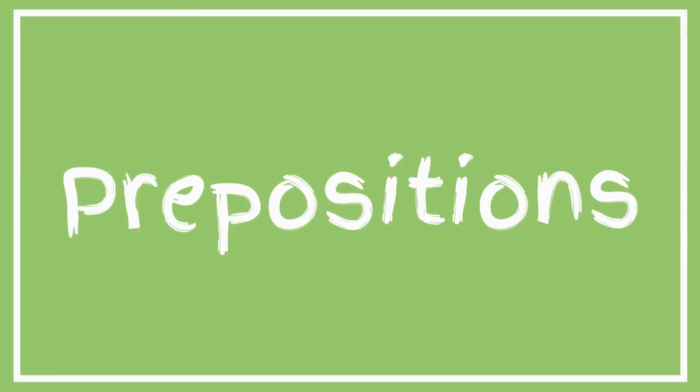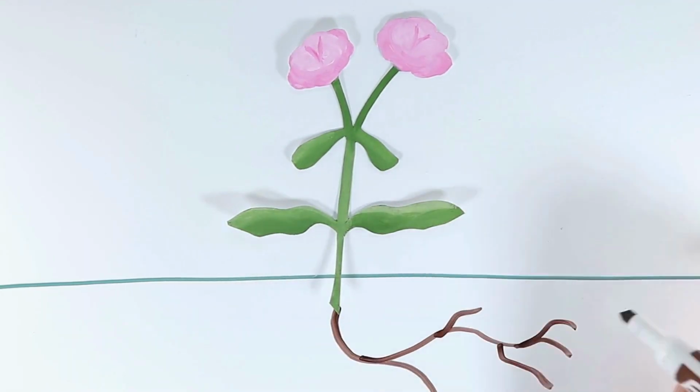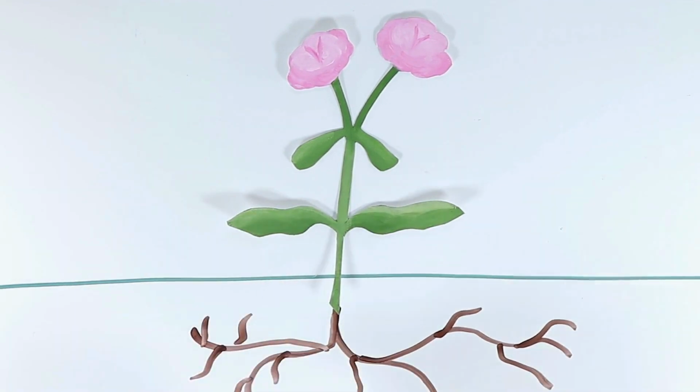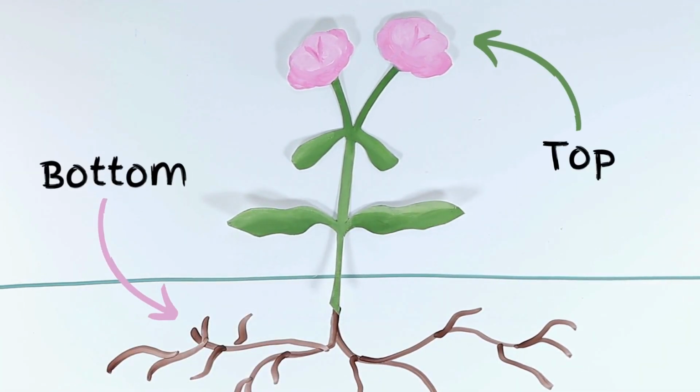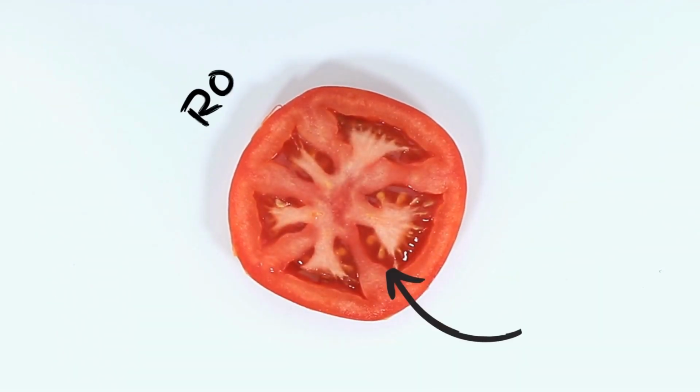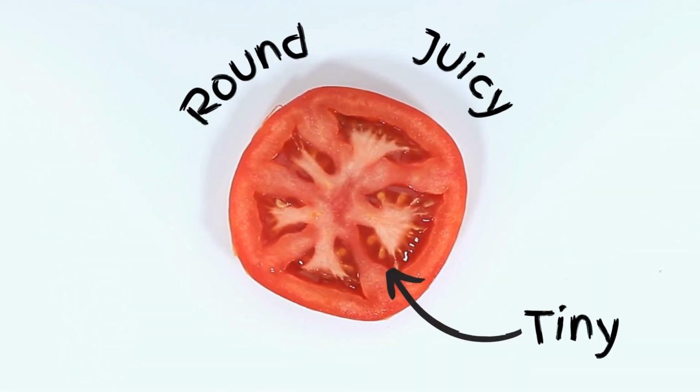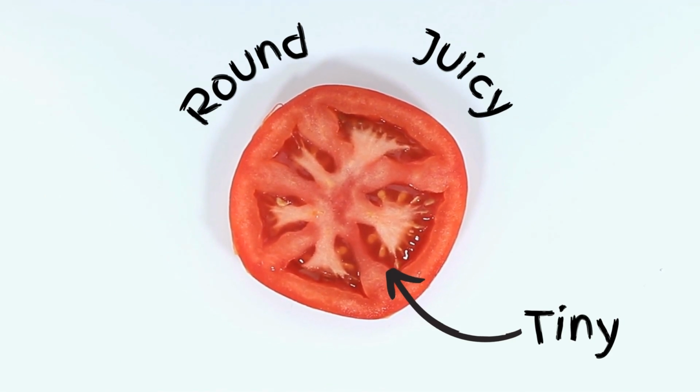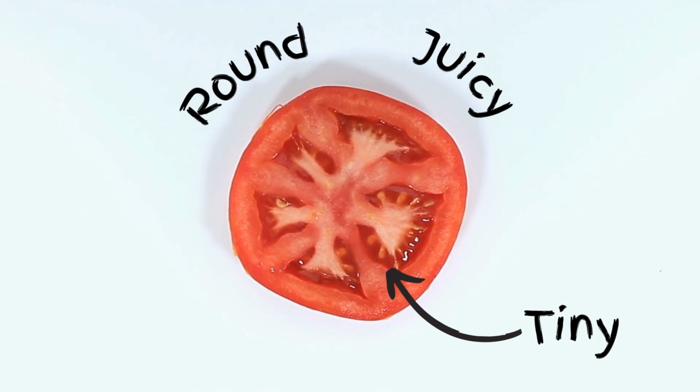Children can also learn to talk about the location of objects in space. These are prepositions such as on, in, front, back, behind, etc. For example, the flower of the plant is on top of the stem. If you look at the bottom of the plant, you can see the roots. Sensory and food-based learning also provide an excellent opportunity for teachers and children to use descriptive words to describe their observations. For example, this tomato slice looks round and juicy. I can see the tiny seeds inside.